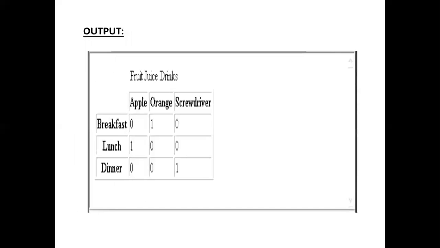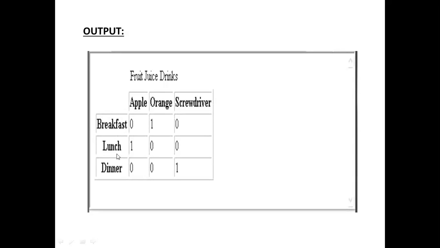So let me see the output of this one here. So first one, title of the table is fruit juice drinks. In the first row, apple, orange, screwdriver, these are represented in bold. That is here, these three are the headings. That's why represented as a th tag.